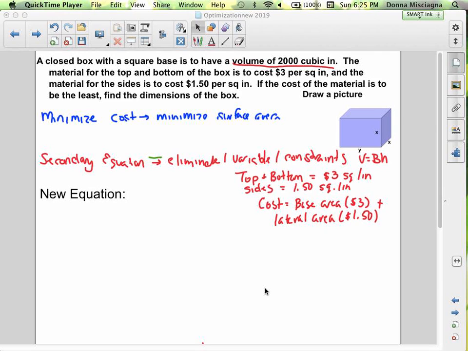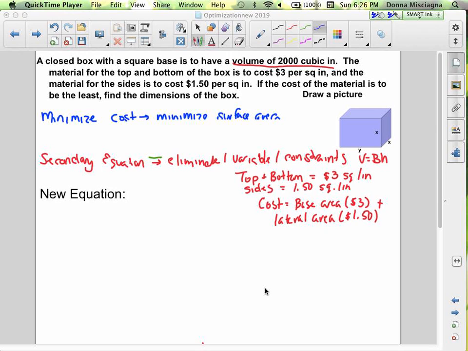So our goal is to minimize the cost. You minimize the cost by minimizing the surface area. This is a closed box with a square base, so it's drawn over there. The base is going to be the side x, because it's a square base, and we know a square has all four sides exactly the same. And then we have another dimension as a height, and we don't know how much that height is.